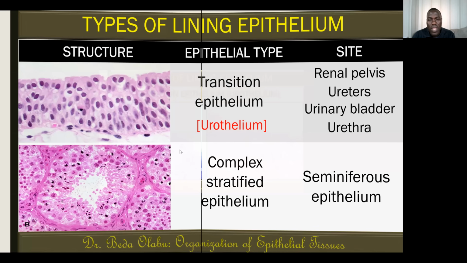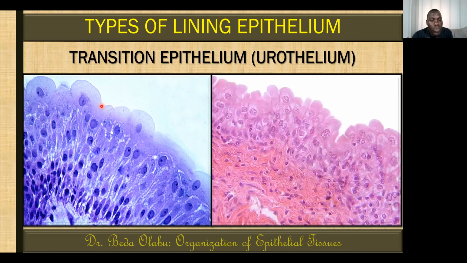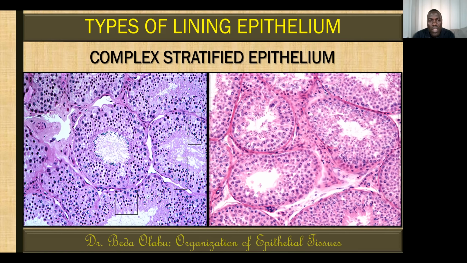Let me show the images for that. This is how transitional epithelium would look. It is stratified, cuboidal, and the cells on top are bumpy, like the top of an umbrella. This is transitional epithelium. This is also transitional epithelium. You can see the bumpy appearance of the cells on top. This is how complex stratified epithelium would appear, specifically in the seminiferous tubules of the testis.